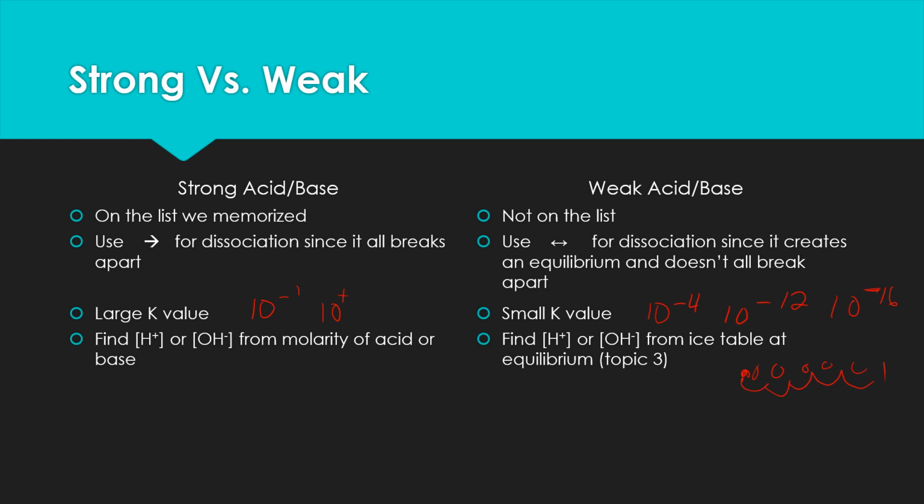To find our hydrogen or hydroxide ion concentration, we can get it from the molarity of our acid or base. If we want to do it for weak, we have to use an ICE table at equilibrium. Okay, so we're going to be getting to that in topic 3. We've got to establish our equilibrium and go through all of those steps like we did in the last unit. But if it's strong, we have an easier way of finding the concentration.